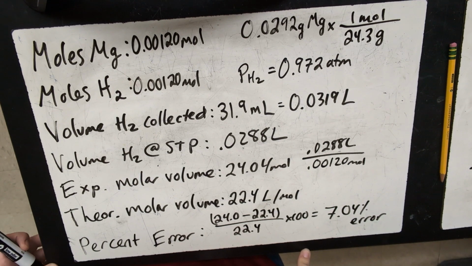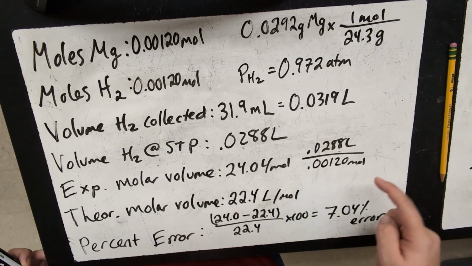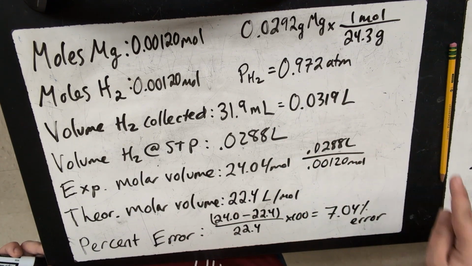Another common source of error is if the reaction did not go to completion. So if you still had some unreacted magnesium left over, that means not enough H2 was produced. So that would mean your volume would be lower than expected, and your experimental molar volume would be lower than expected as well.